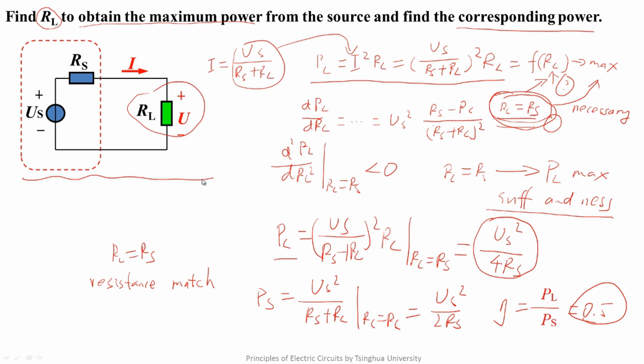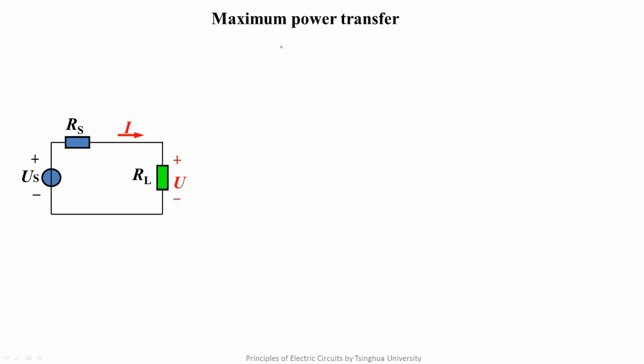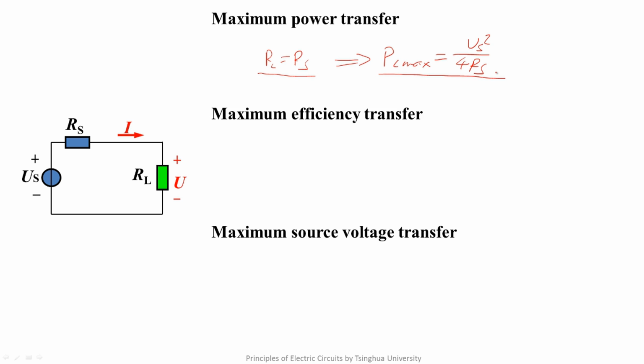We deduce it next. First, we review that RL equals RS is a condition of getting the maximum power transmission. The maximum power is PL max equals US squared over 4 times RS. The condition and the conclusion are very important. Next, we discuss the maximum efficiency transfer and the maximum voltage transfer.